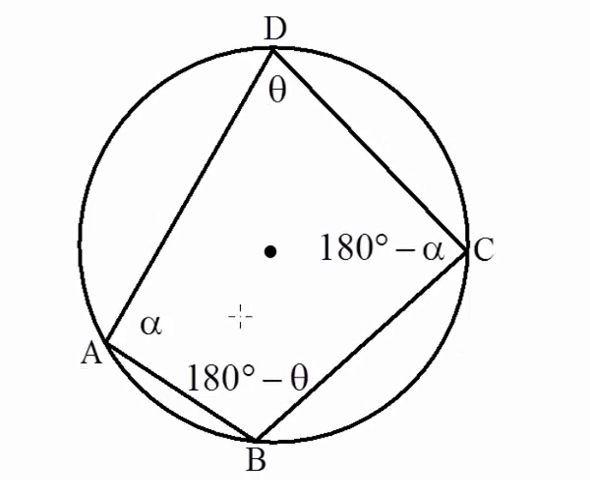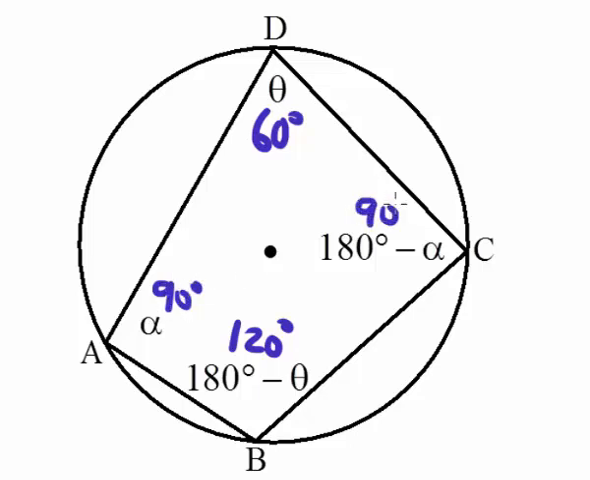The opposite angles add up to 180 degrees. So if that is 60, that would be 180 minus 60, which is 120. If that's theta, it's 180 minus theta. These two add up to 180. Now look at this. If this one is, let's say that was 90 degrees, this would be 90 degrees here. The opposite angles add up to 180 degrees.